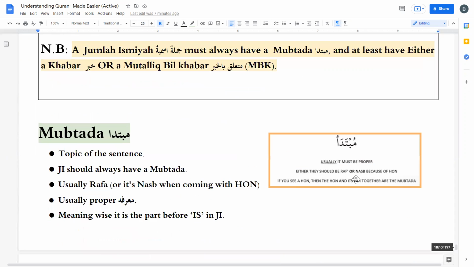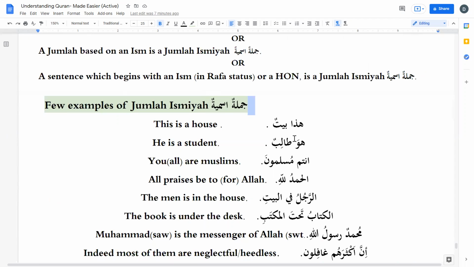Let me go back and show you. Baitun is khabar. Do you see this in rafa status? Yes, because of the tanween. Talibun is again the khabar. Again, it is rafa in status. Muslimuna, una ending combination, rafa.